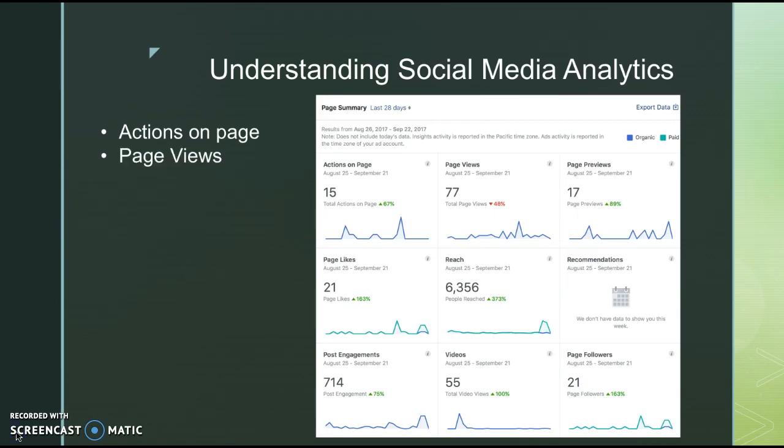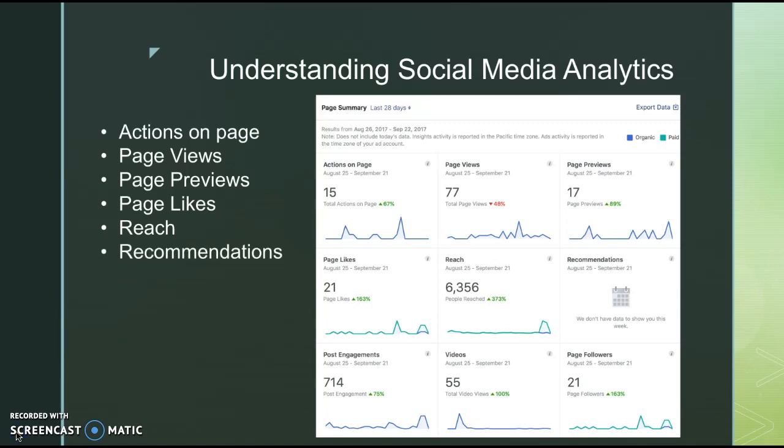The page views is how many times the page profile has been viewed. Previews is how many times you have hovered over the name. So just like what we saw in the Netflix example, where they saw how many times you paused and hit play, social media analytics and social media mining is the exact same as that. Page likes is the number of new people who have liked your page. The reach is how many people have seen your post. And this one is if you've asked for recommendations. So if you've asked for a recommendation, how many people have recommended?